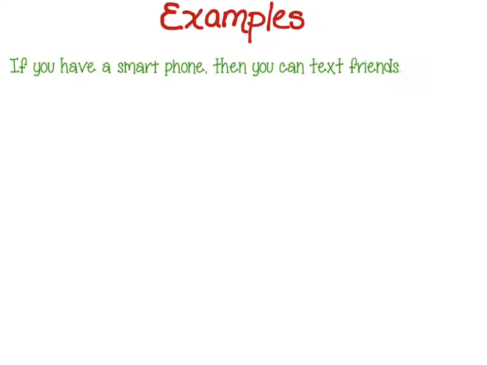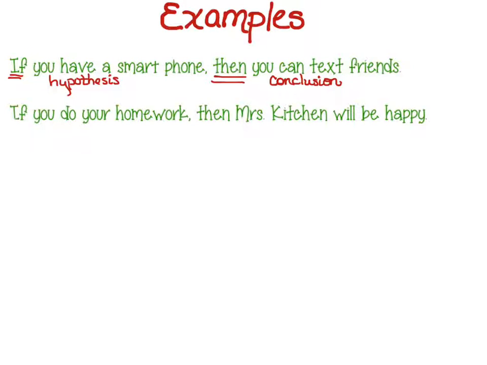The first one is, if you have a smartphone, then you can text friends. So the if part, that's your hypothesis, and the then part is your conclusion. Here's another one. If you do your homework, then Mrs. Kitchen will be happy. Yay, yes I will. All right. The hypothesis and conclusion, again, follow the if and the then statements.